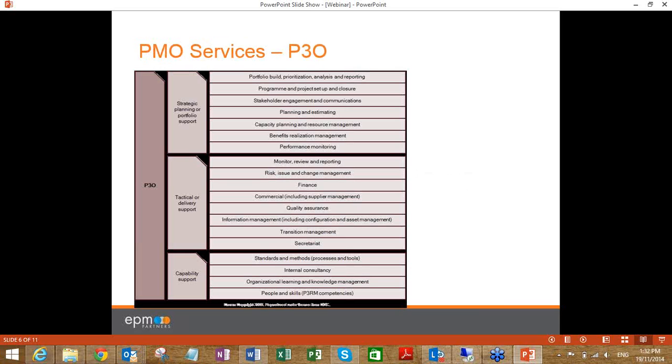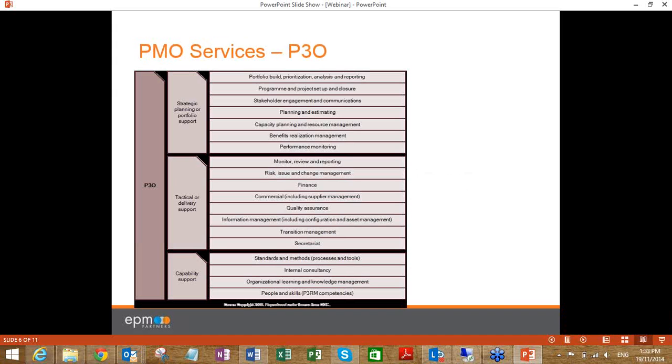PMO services, and this is how we can link it back to a delivery of a Microsoft or a non-Microsoft PPM tool. So these are the typical services that a PMO would deliver within an organization. Now, it's categorized by the P3O. P3O is, if you like, portfolio, program and PMO standards by, well, the same organization that give us PRINCE2.